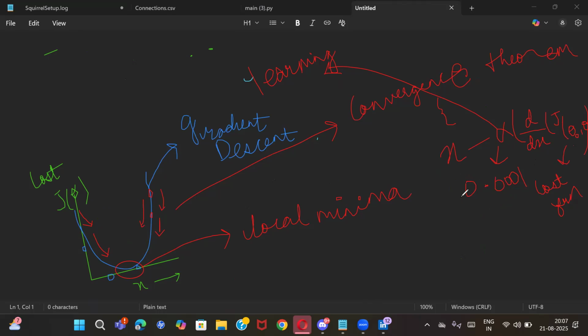Let me summarize quickly what we are doing in linear regression. In linear regression, we are finding the best fit line. And how are we finding the best fit line? We are finding it with the cost function. And how are we going to decide which will be the best fit line? With the help of gradient descent and the local minima, and the convergence theorem I have shown you. So here we are completing linear regression.